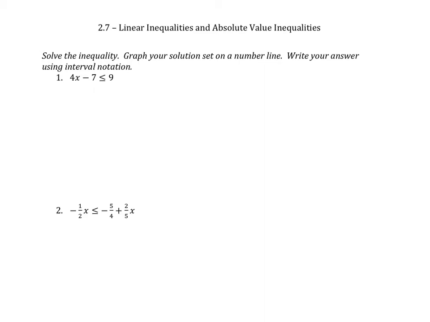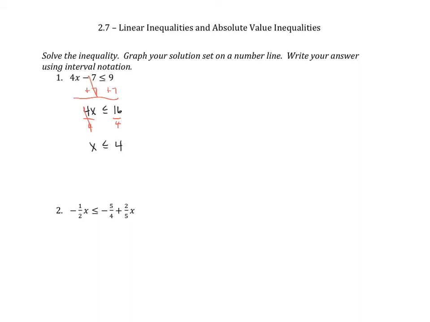So we can solve an inequality like number 1 just like we would solve an equation. So our goal is to get the x by itself. So we're going to start by adding 7 to both sides. So that would give us 4x is less than or equal to 16. Divide by 4. And we get x is less than or equal to 4. Now that we have the x isolated, that is considered solved.